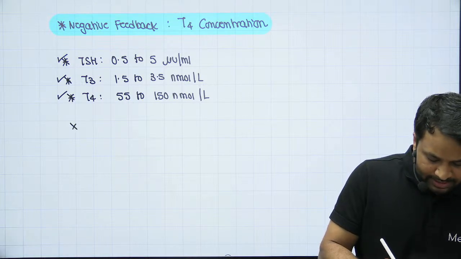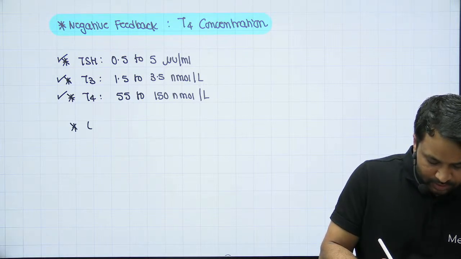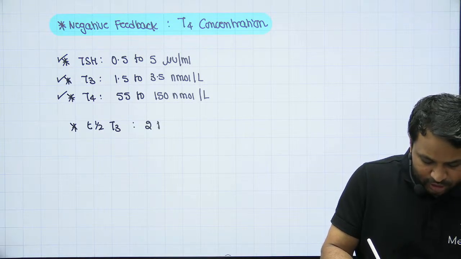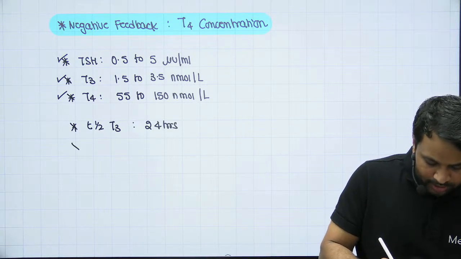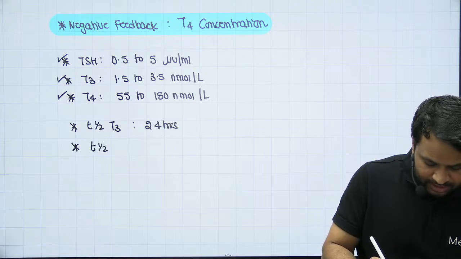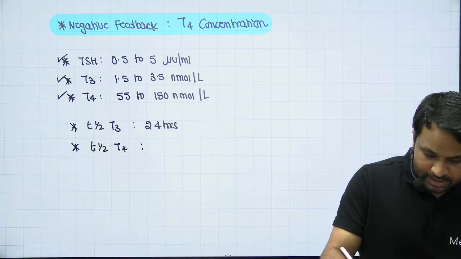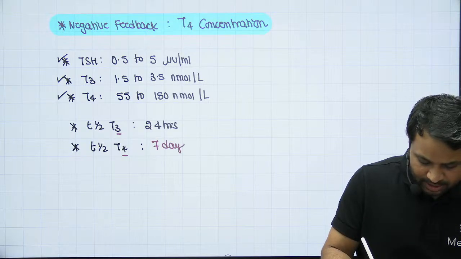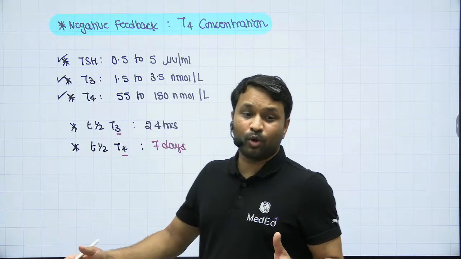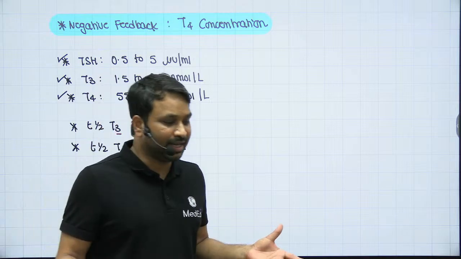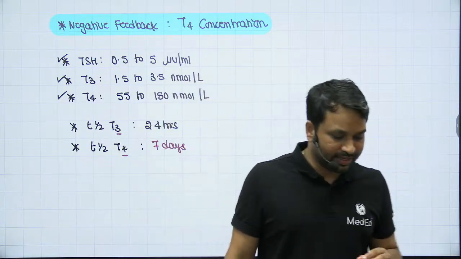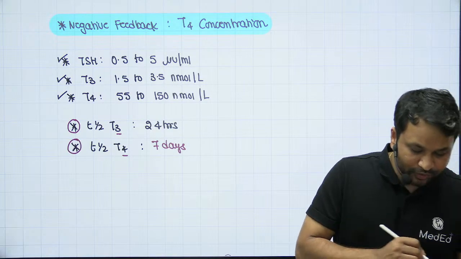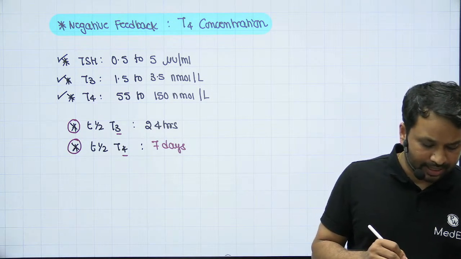Now what is the half-life of T3? T3 is going to be finished in 24 hours. What is the half-life of T4? To remember this, 4 plus 3 is going to be 7 days. So that is why it is a reserve. It keeps circulating comfortably in the body. Okay? It can go on for the next 7 days. So the half-life of T3 is going to be 24 hours, but the half-life of T4 is going to be as high as 7 days.